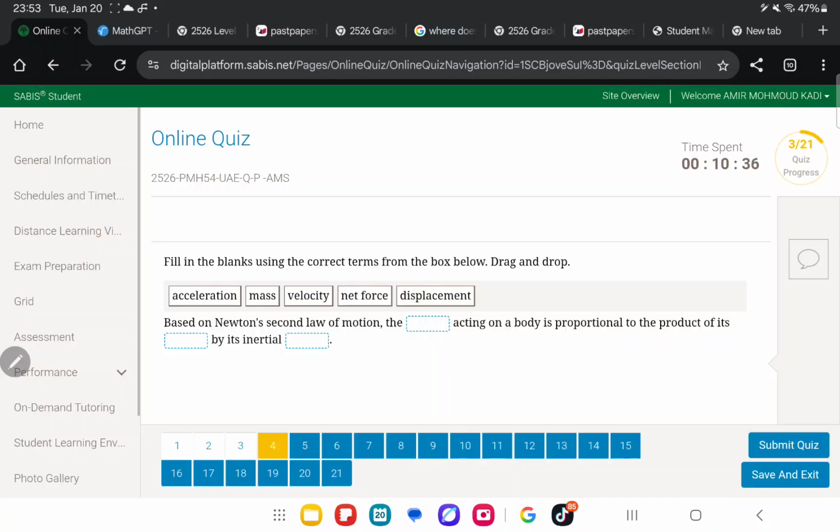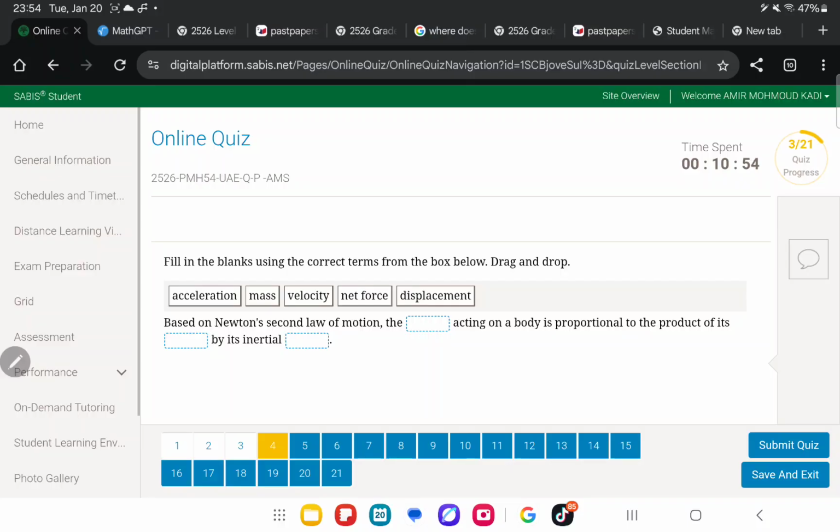So just remember, a non-inertial frame of reference means non-zero acceleration, and an inertial frame of reference means acceleration is equal to 0.